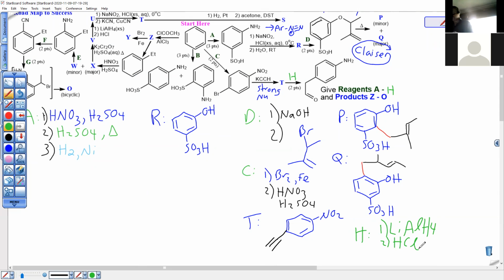So now you've got your NH2. Now you have to go back in your memory bank and remember the reaction that converts a terminal alkyne to an aldehyde.